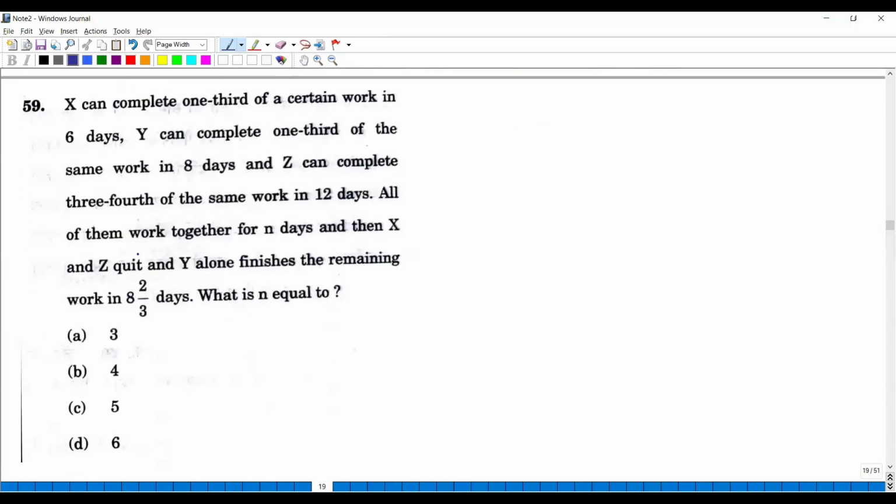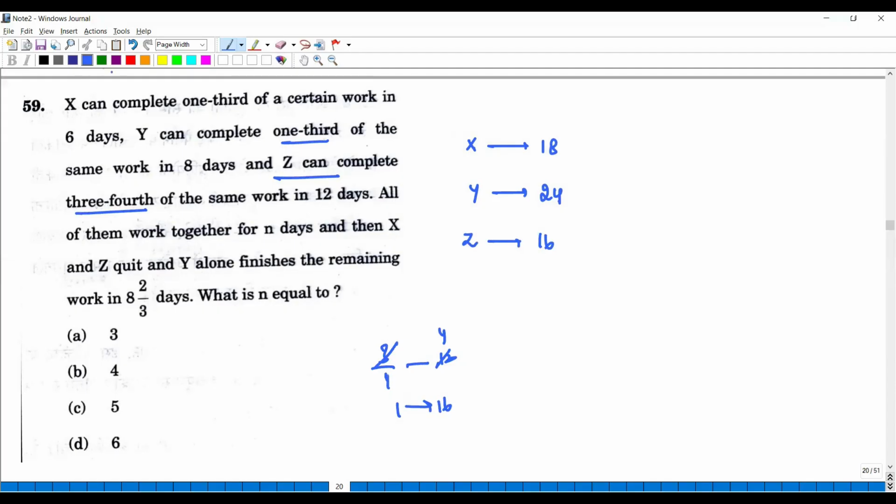X can complete 1/3 of a certain work in 6 days. Therefore, X completes the whole work in 18 days. Y can complete 1/3 of the work in 8 days, which means 24 days. Z can complete 3/4 in 12 days, which means the whole work in 16 days. The LCM of all these is 144. Your 1 day work is 8, 6, and 9.